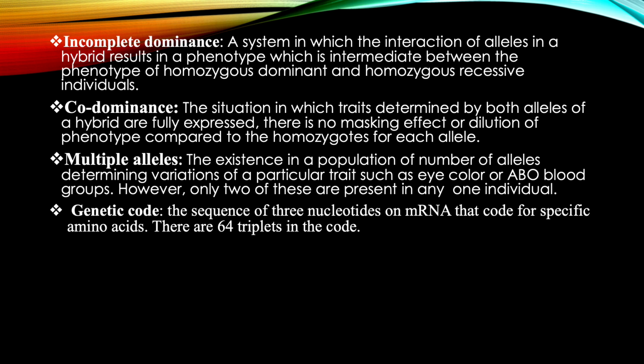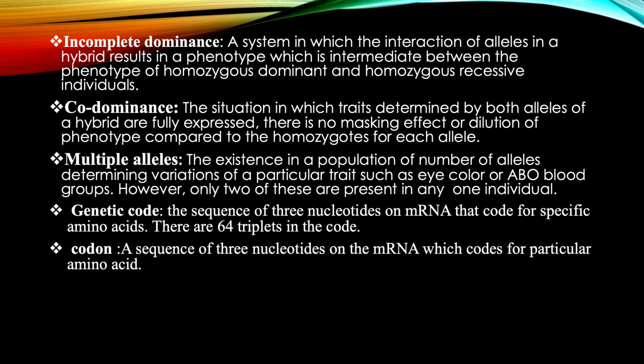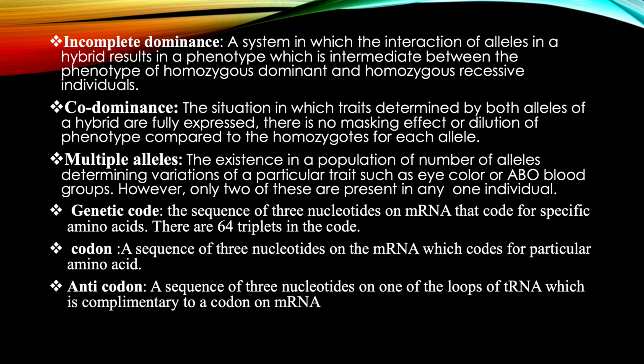Genetic code, the sequence of three nucleotides on mRNA that code for specific amino acids. There are 64 triplets in the code. Codon, a sequence of three nucleotides on the mRNA which codes for particular amino acid. Anticodon, a sequence of three nucleotides on one of the loops of tRNA which is complementary to a codon on mRNA.